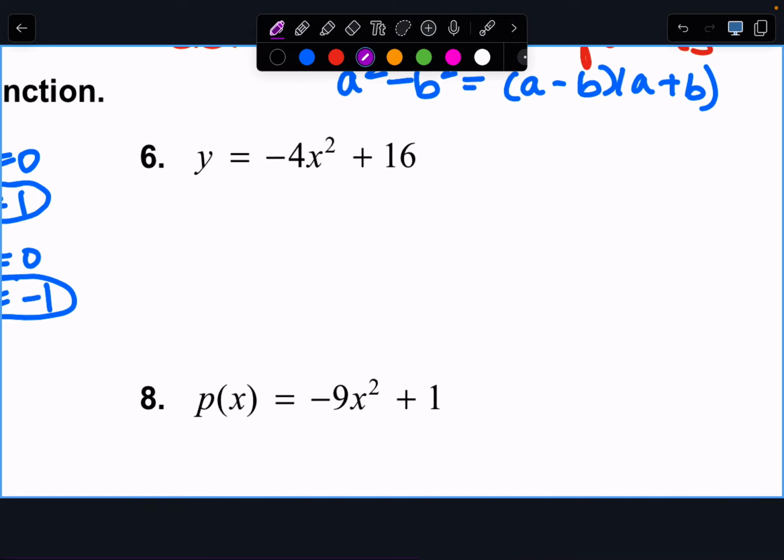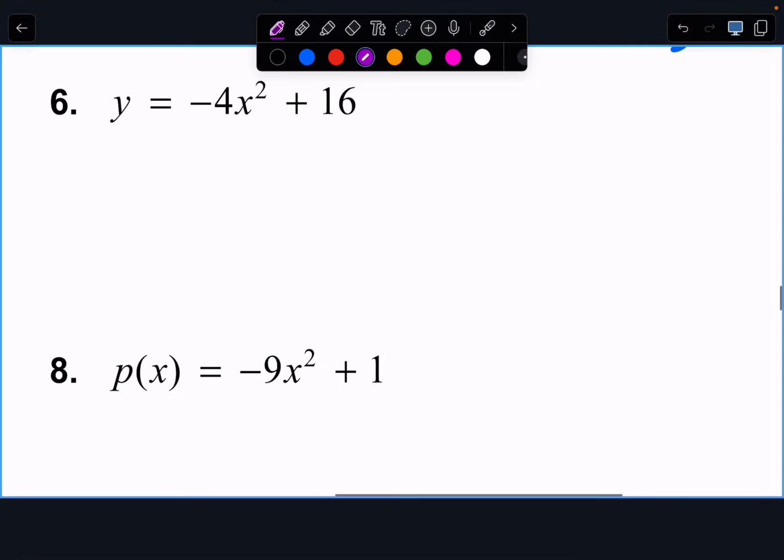Okay. What would be helpful in number 6, if I want to find the zeros, can I factor right now? Yes. I don't think I can. Well, do we have a GCF to get? What's our GCF? If we take out -4, then left over is x squared minus 4. Well, that's helpful.